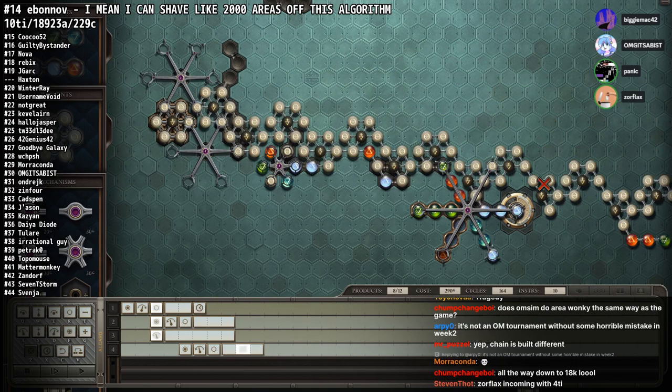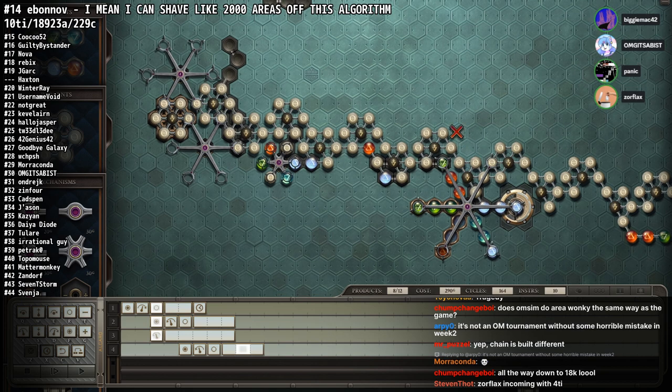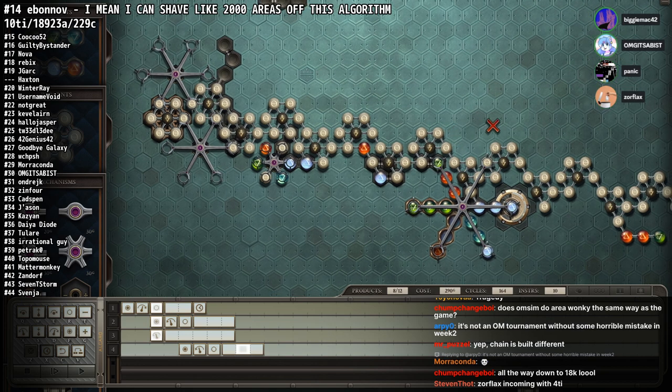But this one's... It's not an Opus Magnum tournament without some horrible mistake in week 2. Yeah, but wireforming and unforming man himself. I'll have you know that I do not regret area instructions. Yeah, and I guess this one saves so much area just because of the different bonding pattern here. It isn't bonded like here, it's bonded here, so this waste chain is just shorter.